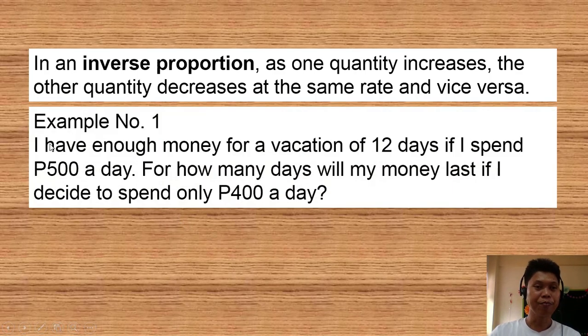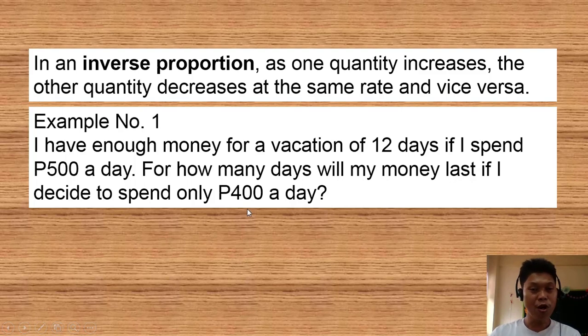So, example, I have enough money for a vacation of 12 days if I spend 500 pesos a day. For how many days will my money last if I decide to spend only 400 pesos a day? So, yan. First quantity, 12 days. Kapag ang gastos is 500 pesos. Pero, ang second quantity is 400 pesos a day.